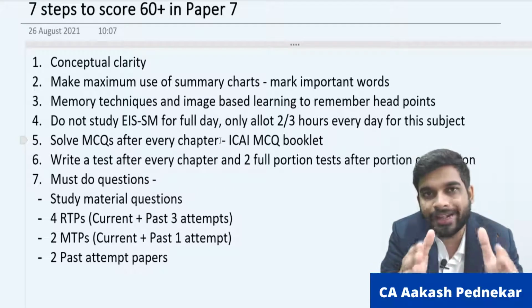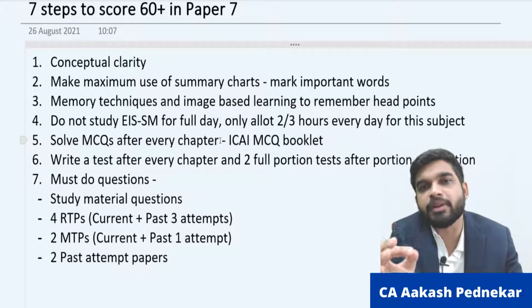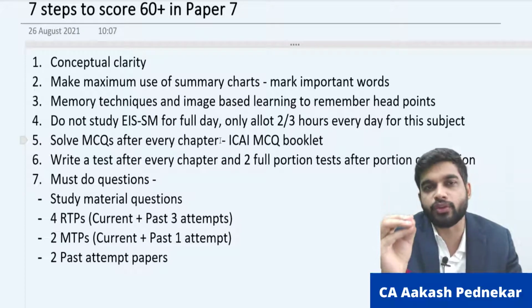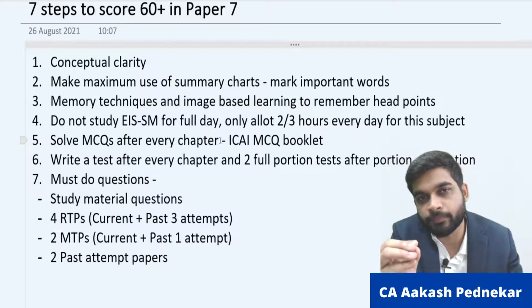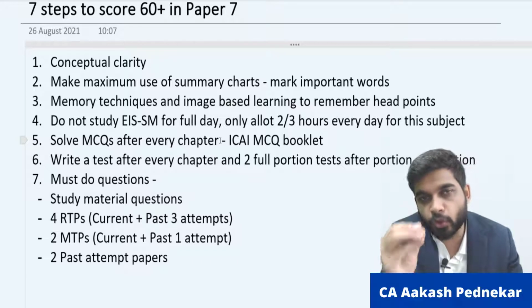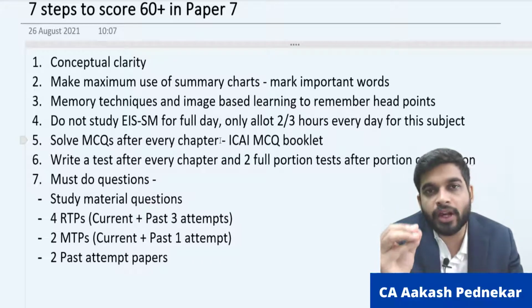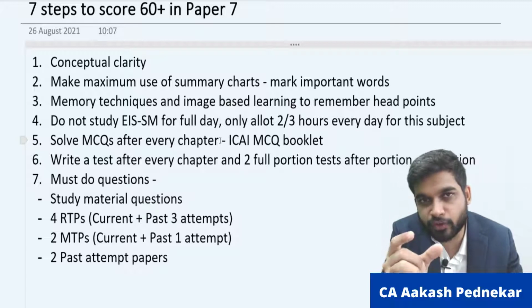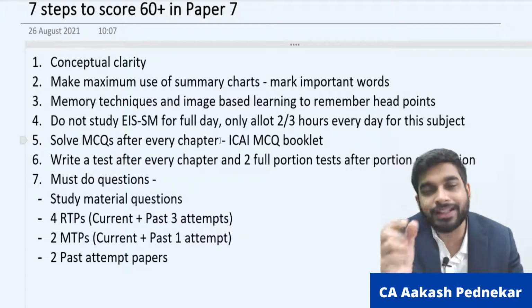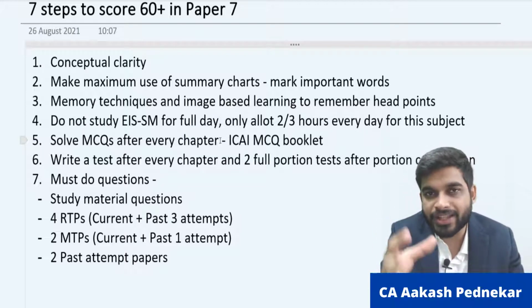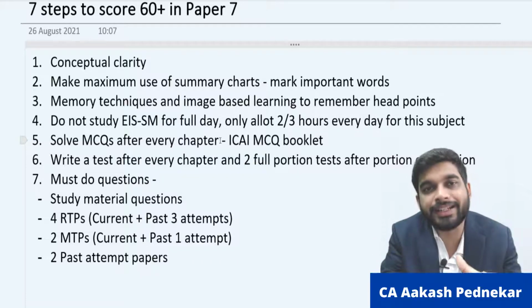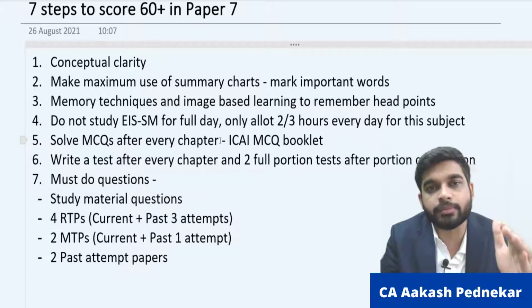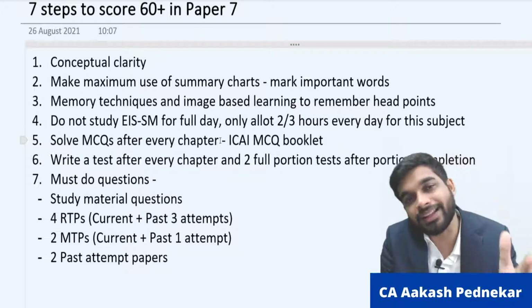The sixth point is to write a test after every chapter, and you have to write a bare minimum of 2 full portion tests once the entire portion is over. What is the need of writing a chapter wise test when I am a CA student? Guys, understand, in your school time you had unit tests. The reason was that you had a small portion in front of you, and once you crack that small portion, your brain gets developed to tackle the big portion. So today if you write all 13 chapters in one test, and that is the first test you're writing, you will fail miserably. Therefore it is always advisable to write at least a chapter wise test first and then go for the full portion test.